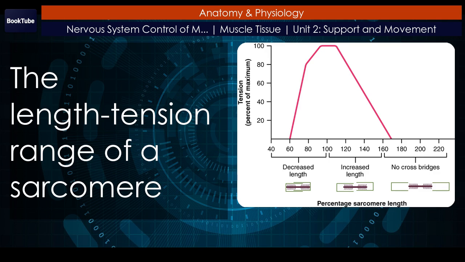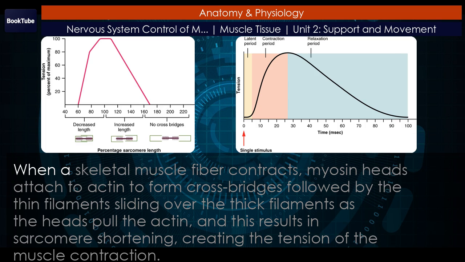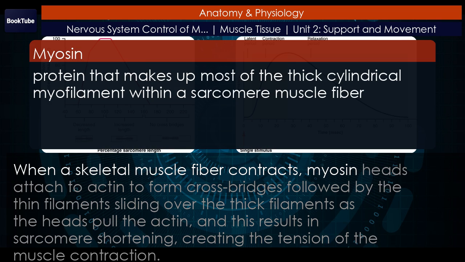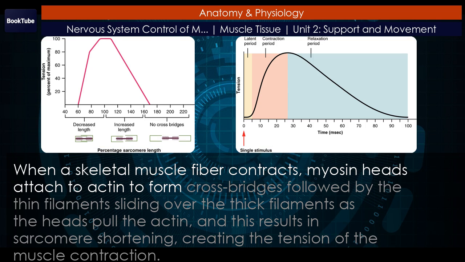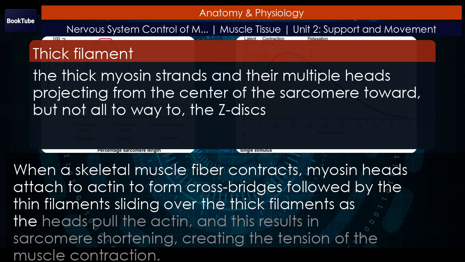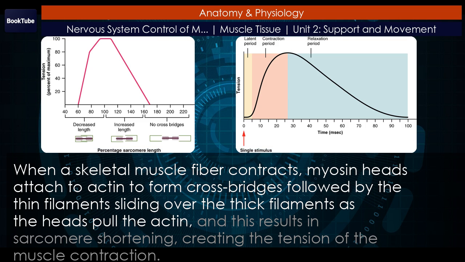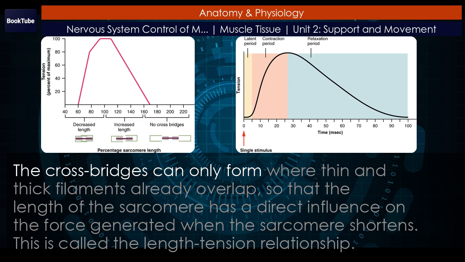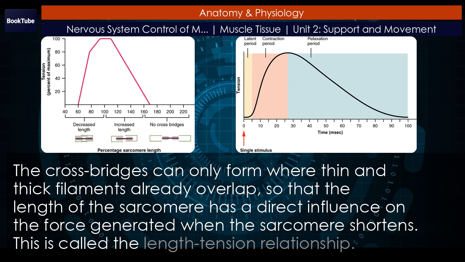The length-tension range of a sarcomere. When a skeletal muscle fiber contracts, myosin heads attach to actin to form cross bridges, followed by the thin filaments sliding over the thick filaments as the heads pull the actin, and this results in sarcomere shortening, creating the tension of the muscle contraction. The cross bridges can only form where thin and thick filaments already overlap, so the length of the sarcomere has a direct influence on the force generated when the sarcomere shortens. This is called the length-tension relationship.